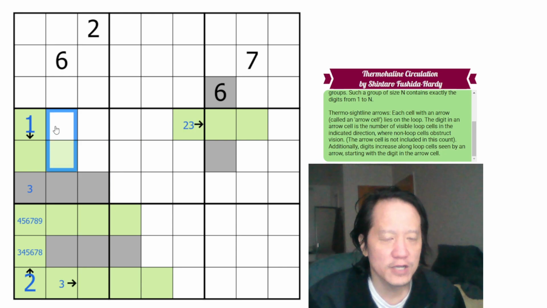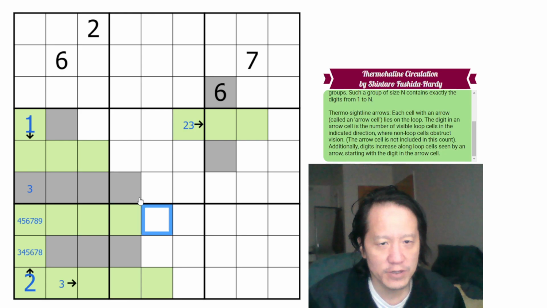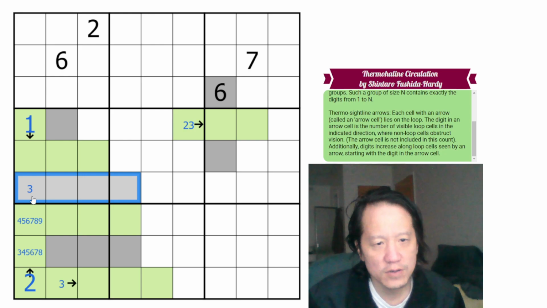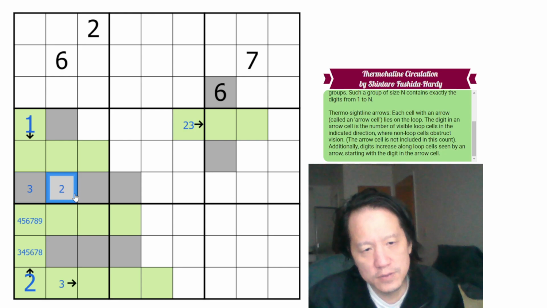No, because this one cannot go back this way. So this is not on the loop. Therefore, it must go this way, which means this must extend that way. So this is the large, so this is at least 1 through 4. So then this could be 2.